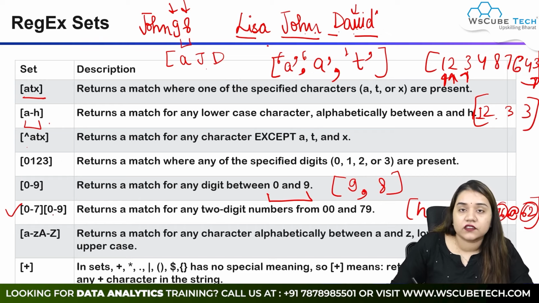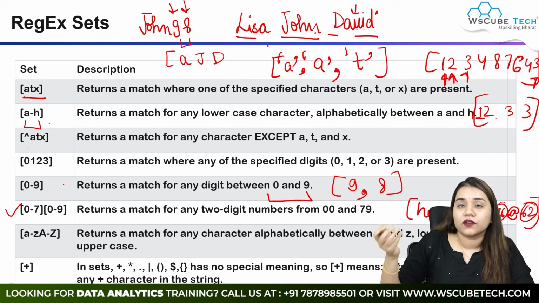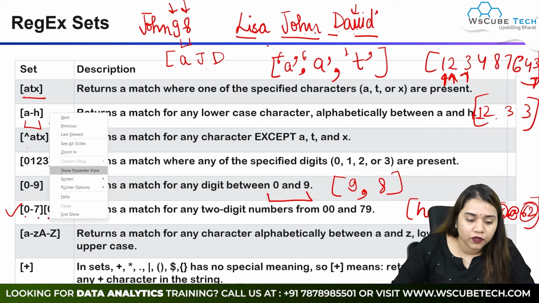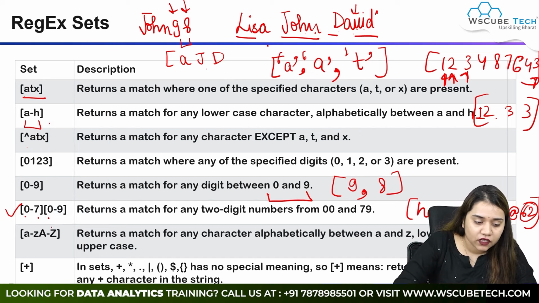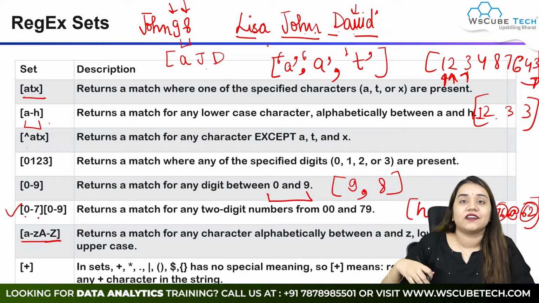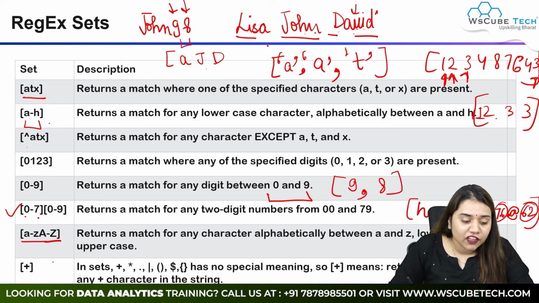Suppose you want all the numbers less than 50. In that case you can give 0 to 4 for the first digit, and 0 to 9 for the second, so your last number would be 49. This is how it will work. Similarly, the next one, small a to z and capital A to Z, will return all the alphabets in your string, whether capital or small. Lastly, we have plus over here.